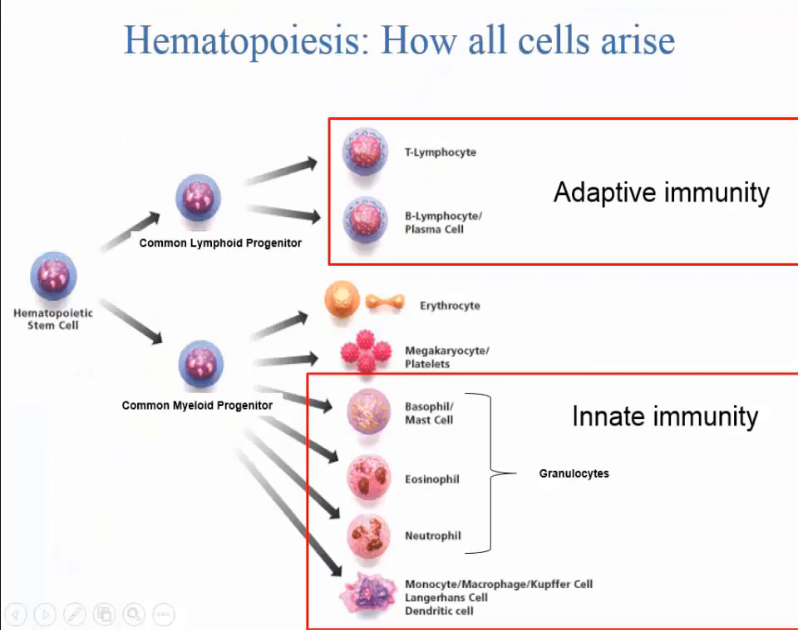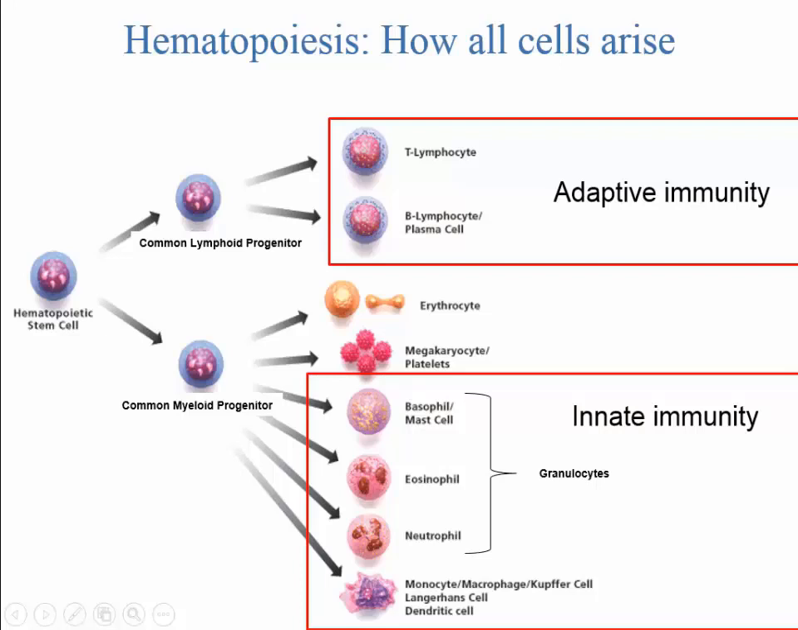Hematopoiesis is how all of our cells arise, and we begin with a bone marrow-derived hematopoietic stem cell. Our hematopoietic stem cells can differentiate into either common lymphoid progenitors or common myeloid progenitors. Common lymphoid progenitors give rise to T cells and B cells, as well as our distinct plasma cells necessary for secreting antibodies. These are going to be discussed further with our adaptive immunity.